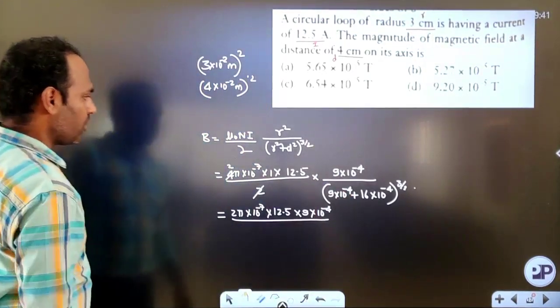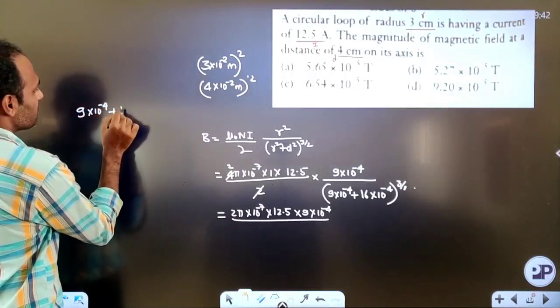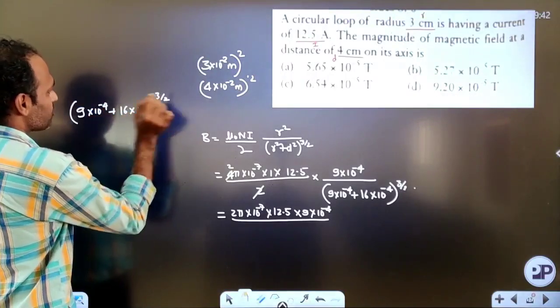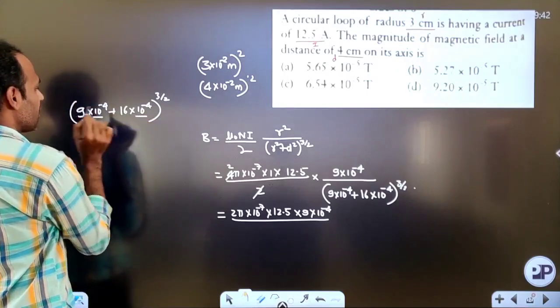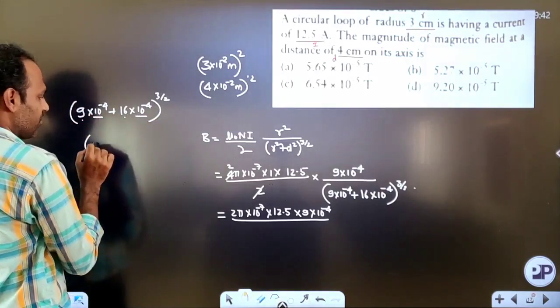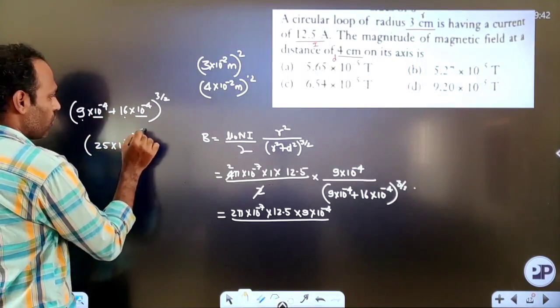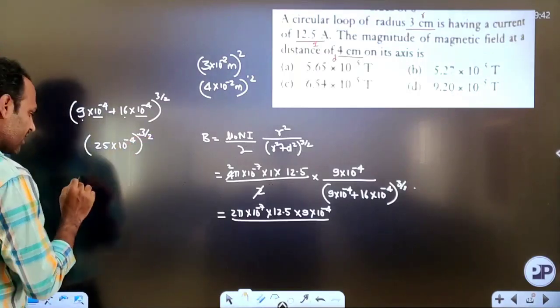ಈಗ ಇದು ನೋಡ್ರಿ ಯಾವ ತರ ನೀವು ಸಾಲ್ವ್ ಮಾಡ್ಕೋಬಹುದು. It is 9 into 10 to the power minus 4 plus 16 into 10 to the power minus 4 whole raised to 3 by 2. I can write it like this. 10 raised to minus 4 common ತಗೊಂಡ್ರೆ 9 plus 16. ಎಷ್ಟಾಗ್ತದ್ರಿ? 9 plus 16 will be 25. So 25 into 10 to the power minus 4 whole raised to 3 by 2 ಆಗ್ತದ್ರಿ. Correct?